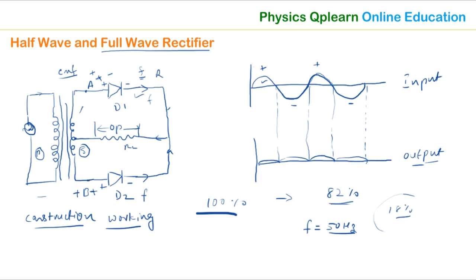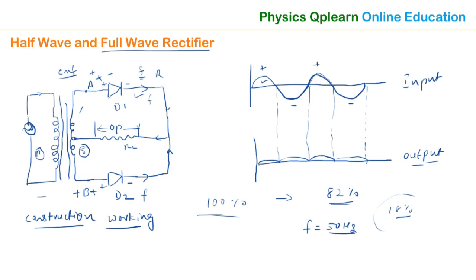Are you clear? I think you all understood very well. Okay, so this is the full wave rectifier, and you can write it point by point very clearly. When the AC current is flowing and point A becomes positive, at that time diode D1 conducts, and diode D2 does not conduct because point B is negative. Next, B is positive and A is negative, at that time diode D1 does not conduct and D2 conducts.